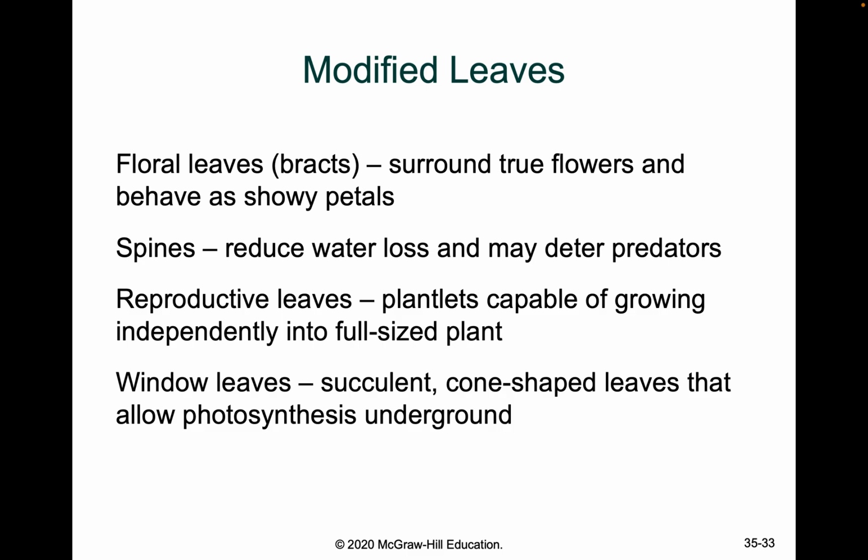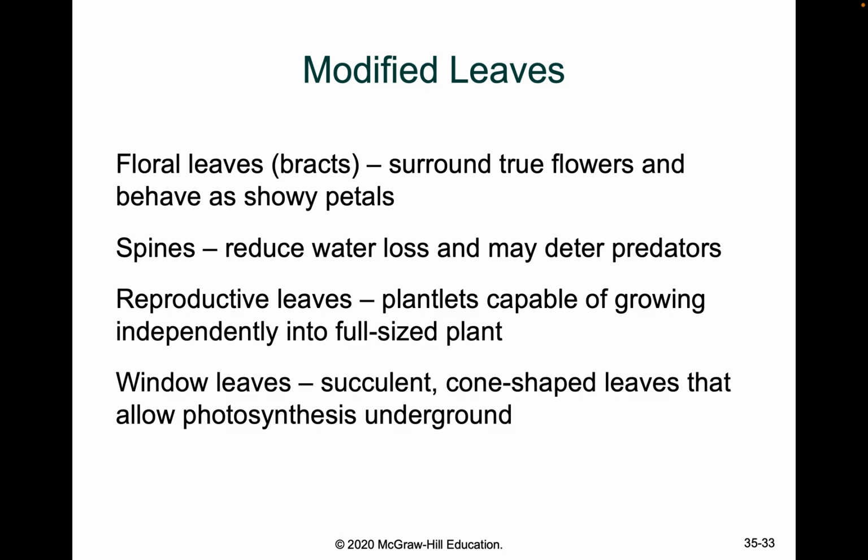So now coming to the last part, which is the modified leaves. As we know, you can actually have many different types of leaves. An example are these floral leaves, which are called bracts. These actually surround the flower. They're not the true flower, they're still leaves, but they behave like showy petals of the flower. And an advantage is they can make the flower more attractive for pollen. So that's one advantage you can get there.